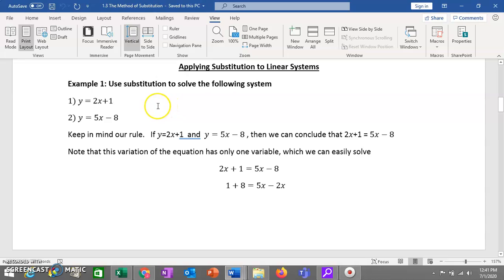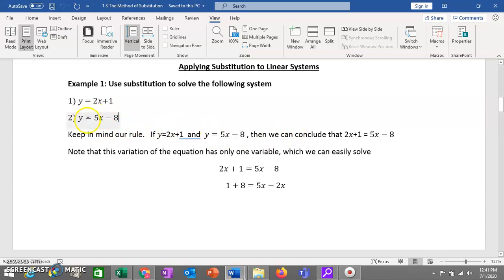Okay, let's apply that to a linear system. You have y equals 2x plus 1, and you have y equals 5x minus 8, right? So we know that y is equal to this, and we know that y is equal to that. So we can therefore conclude that this part here is equal to this part there, right? A equals C. This is equal to that.